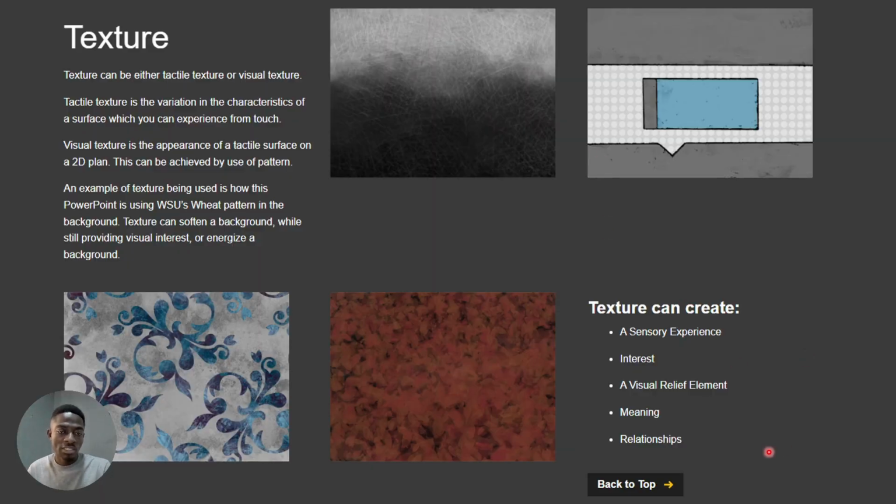We have texture. So what's texture? It can either be tactile texture or visual texture. Okay, tactile texture is the variation in the characteristics of a surface which you can experience from touch. So when you bring that touch feeling into graphics, it will just be represented as 2D. What do I mean? So everything has texture. When you feel rubber, you know that okay, this is rubber. Why? It's very smooth, the imperfections are very little.